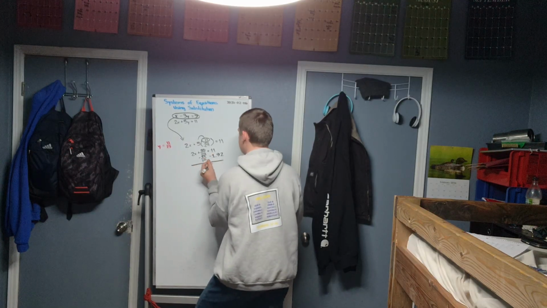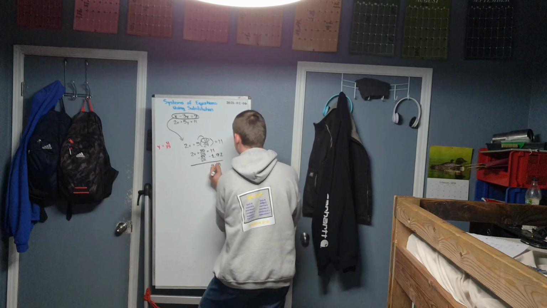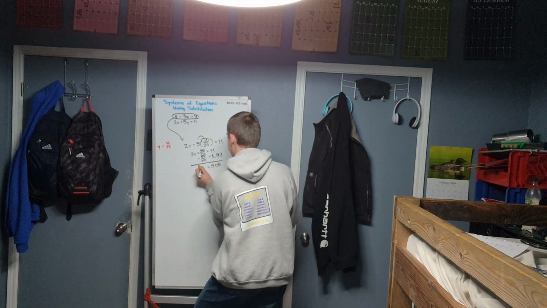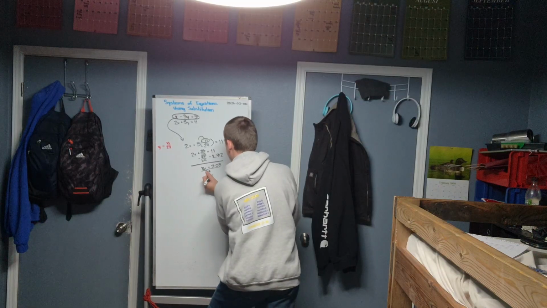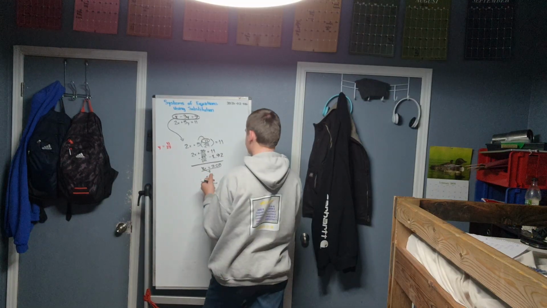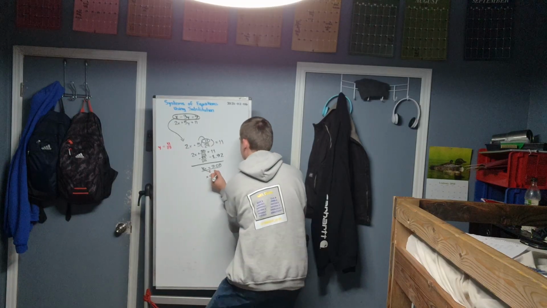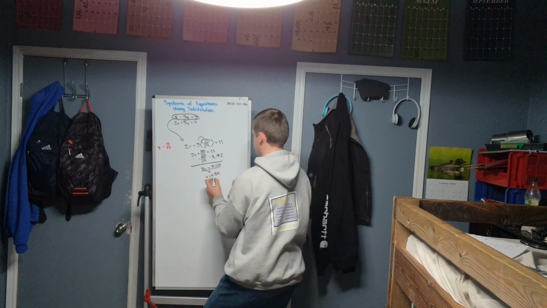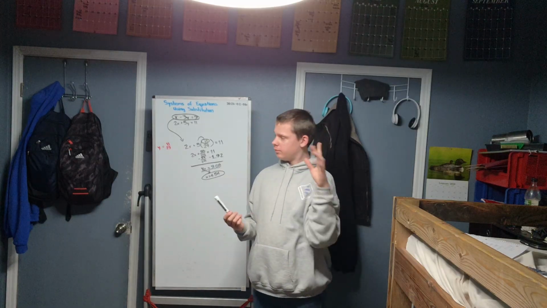So, now we have 9.08 equals 2x. We're going to divide that by 2. x equals 4.54, I think. Maybe. But we're not checking it this time.